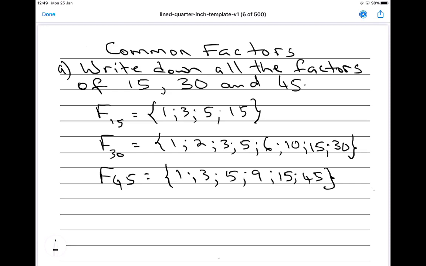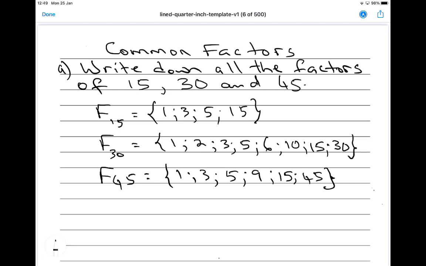So the factors of 15 are 1, 3, 5, and 15. The factors of 30 are 1, 2, 3, 5, 6, 10, 15, and 30. And the factors of 45 are 1, 3, 5, 9, 15, and 45. So that is the first thing we need to know. We need to know factors, like all factors of a given number.